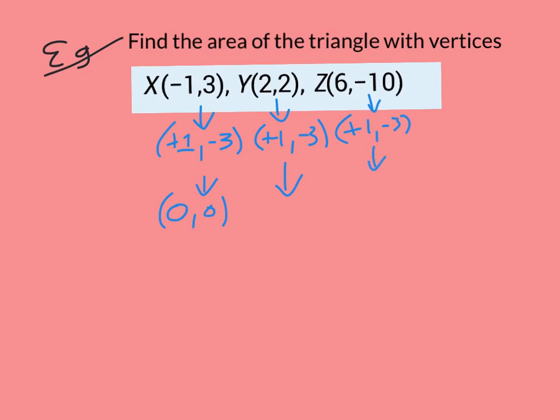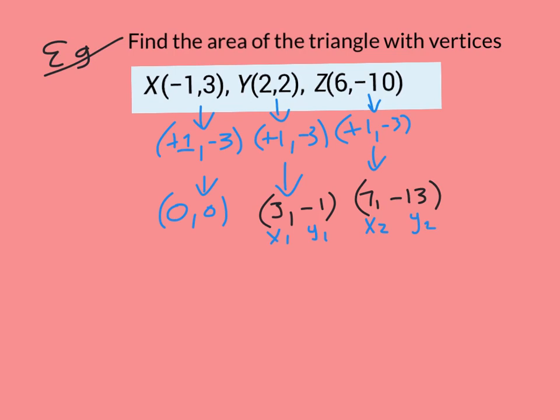Okay, so let's look at what we get then when we do that. So I have 2 plus 1, which is going to give me 3. And then I have 2 minus 3, which is going to give me -1. And then I have 6 plus 1 gives me 7. And then I have -10 minus 3 gives me -13. So now I have my 2 points. I can go ahead and label them x1, y1, x2, y2.